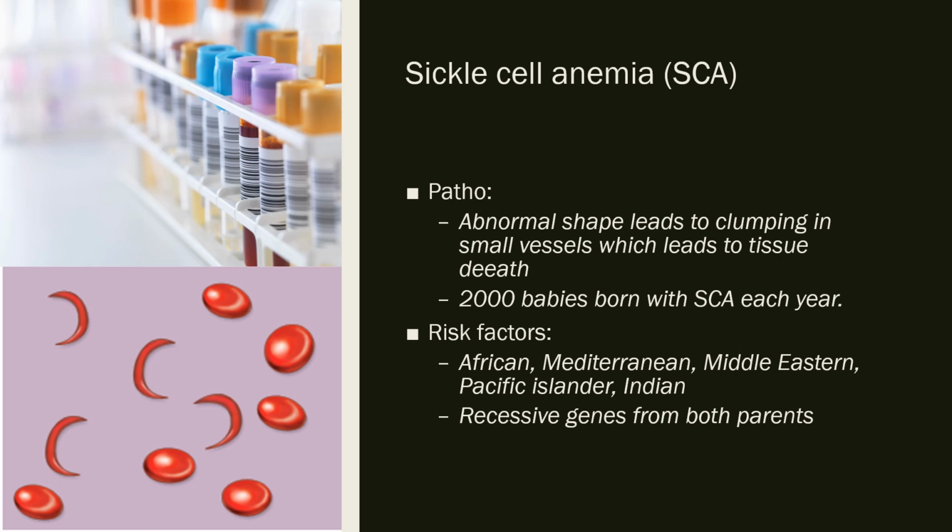So the pathology of sickle cell disease is that it's an abnormal shape of the cell. It's shaped like a half moon or a sickle. It clumps in the small vessels, and then that leads to tissue death. Close to 2,000 babies are born with sickle cell anemia every year. That's a lot.